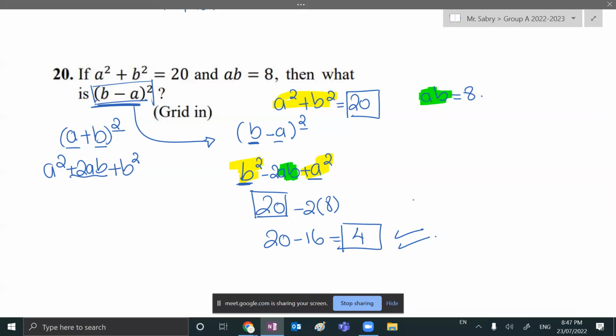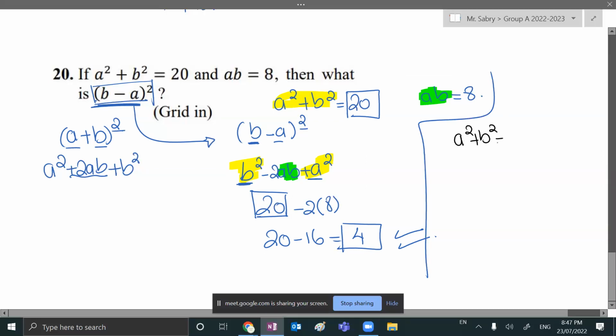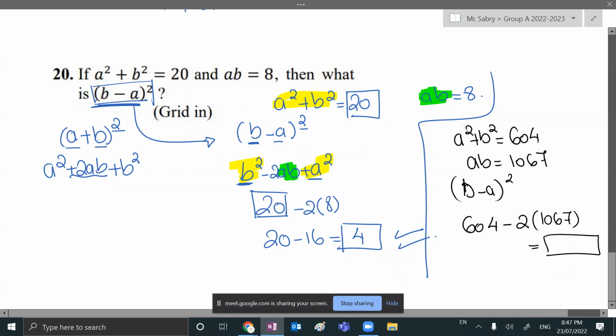But if instead of 20, I just put 276, and instead of the AB, I decided to put 1602, it wouldn't work. You wouldn't be able to guess those numbers, yet this exact solution would work. Exactly the same. So if I do have A squared plus B squared now equal to 604, and then I'm told that AB is equal to 1067, let's say, and you're still asked to find B minus A all to the power of 2, in this case, it would be just 604 minus 2 multiplied by 1067. That would be the answer. But it would be extremely hard for you to guess what's the value of A and B individually. Does that make sense?